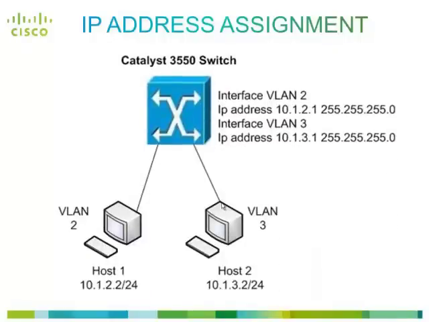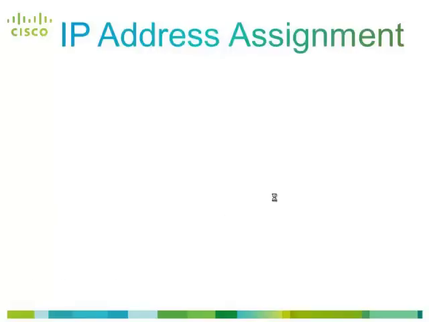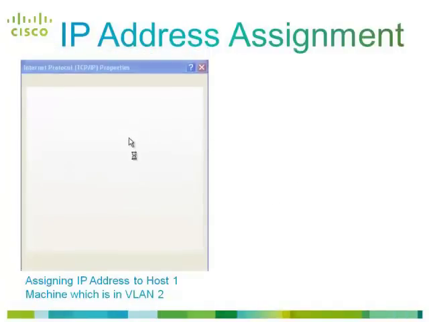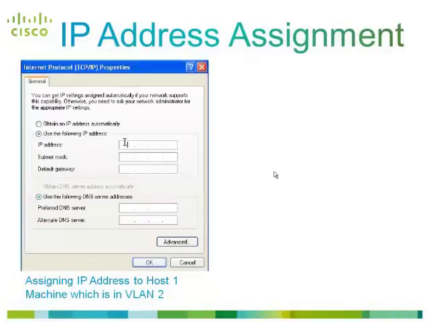We are going to assign the IP address, subnet mask and default gateway to host 1 and host 2. First, we are going to assign host 1's IP address. The IP address is 10.1.2.2. The subnet mask is 255.255.255.0 and the gateway is 10.1.2.1, which is the IP address assigned to VLAN 2.